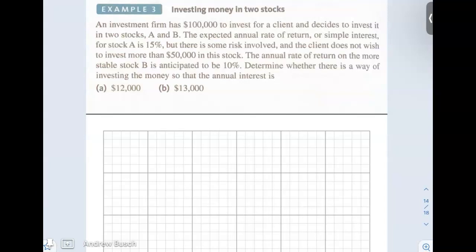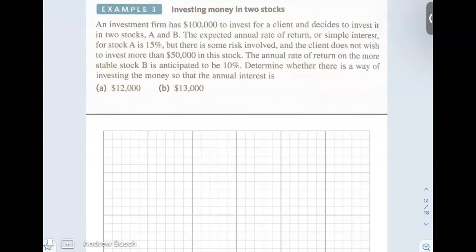Here we're talking about investing money into stocks. An investment firm has $100,000 to invest for a client and decides to invest it into stocks A and B. The expected annual rate of return, or simple interest, for stock A is 15%. But there is some risk involved, and the client does not wish to invest more than $50,000 in this stock.